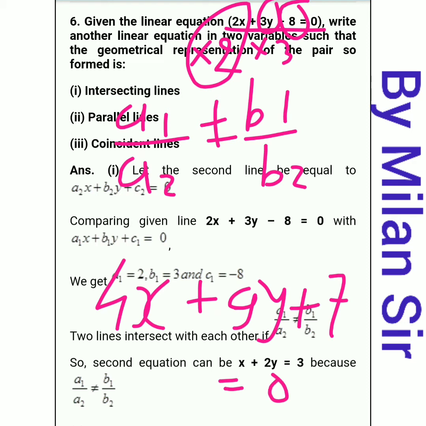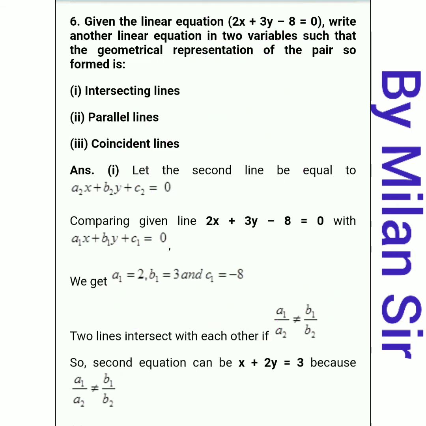So this is my answer. One equation is given, and the second equation I write here is 4x plus 9y plus 7 equals 0. Now you can check it: A1 upon A2 and B1 upon B2 have different ratios, because I wrote the equation in such a way that A1 upon A2 is not equal to B1 upon B2. My answer is different from the PDF. As I already told you, lots of answers are possible, and we need to write any one answer. So this is my answer. Now it's time for the second part, that means parallel lines.